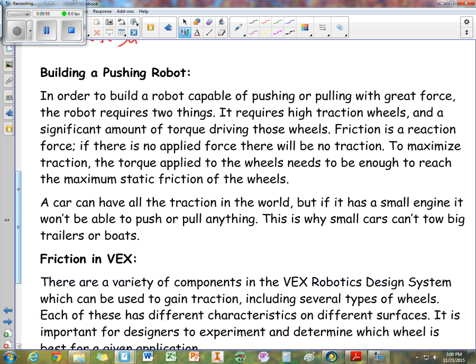All right, so let's say we want to build a robot for pushing. We want to be able to push or pull with a great amount of force. So the robot's going to need two things: high traction wheels and a large amount of torque. Being a reaction force, with friction, if there's no applied force, then there will be no traction. So to maximize traction, the torque applied to the wheels needs to be enough to reach the maximum static friction. So we want to be right at that tipping point, right where we have just enough traction.